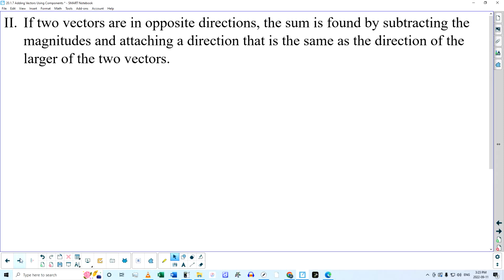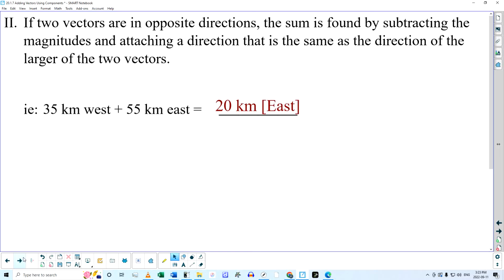Pretty straightforward. If two vectors are in opposite directions, and again, this requires very little explanation, but I'm going to go through it in detail anyway, then you find the sum of the vectors by subtracting the magnitudes of the vectors, and you attach to your answer the direction of the bigger of the two vectors. For example, if I am adding 35 kilometers west plus 55 kilometers east, I have a greater vector towards the east. I take 55 minus 35 and get 20. So the magnitude is 20 kilometers. The direction is east because the larger of the two vectors was east.